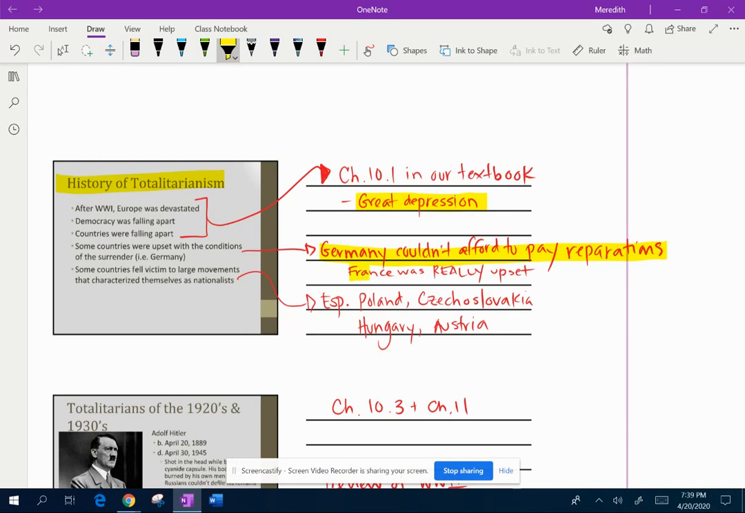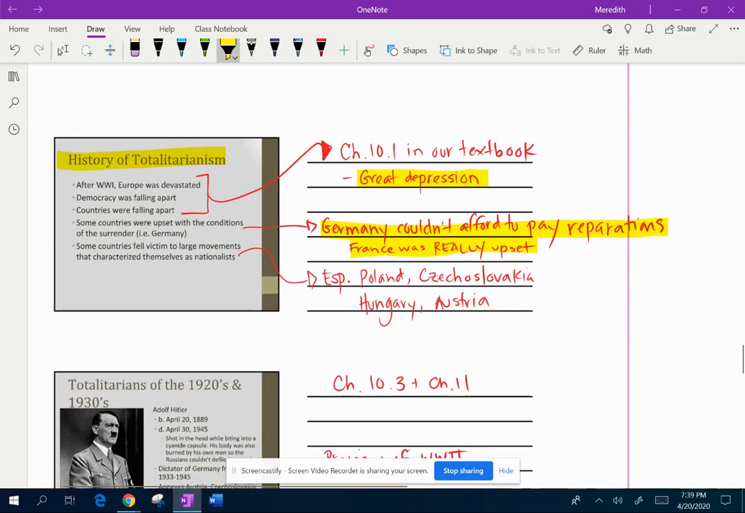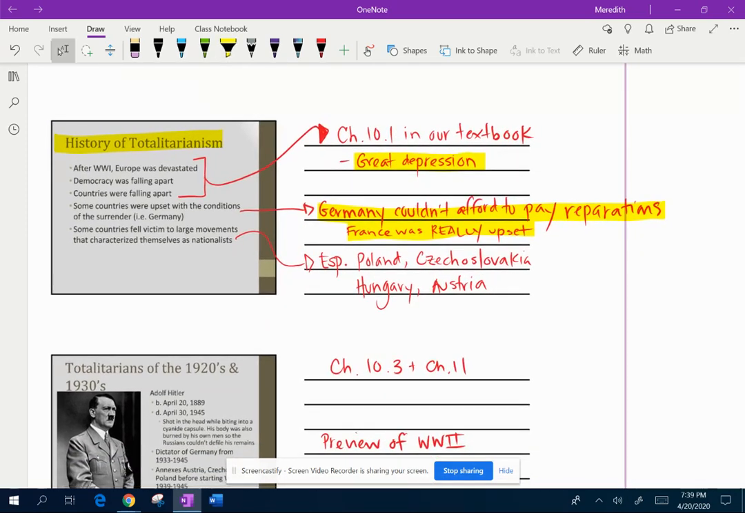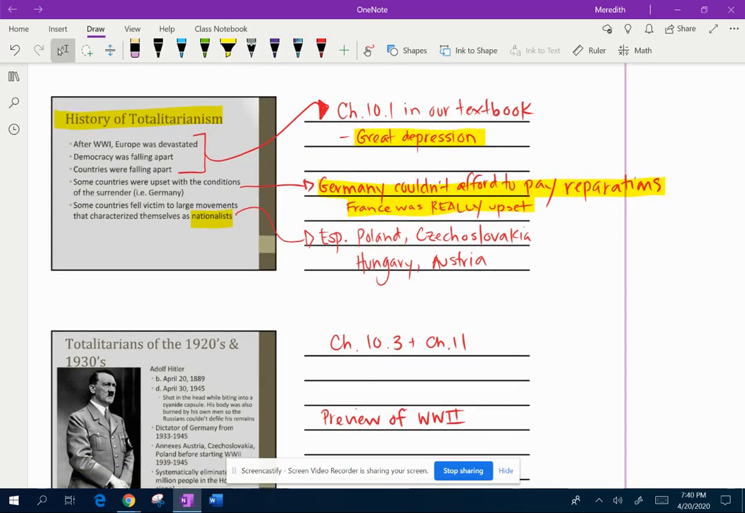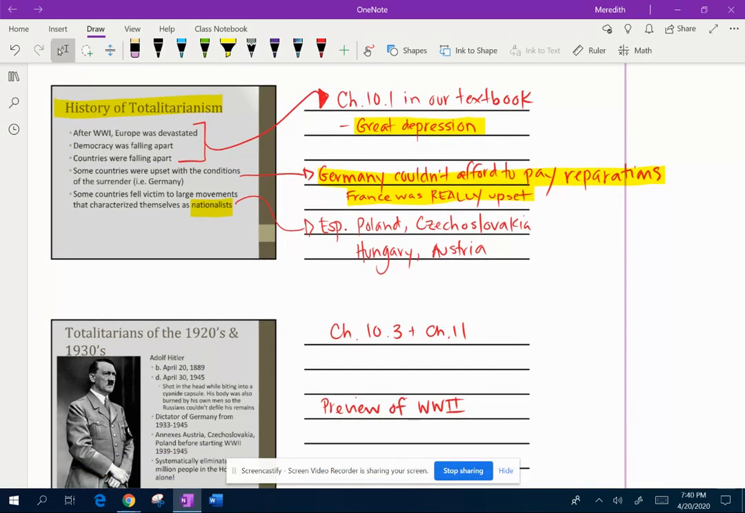And so France became really upset about this and is going to occupy a part of their land and steal natural resources. It really isn't positive, but we'll get into it in our next unit. At the same time, some countries are falling victim to large movements that are characterizing themselves as nationalist. When you see something called a nationalist movement, that's usually code for we like the dominant ethnicity of this country and all minorities are the problem. And so you see that in Poland, Czechoslovakia, Hungary, and Austria, where they're going to become a lot more authoritarian, a lot more racist, a lot more negative.